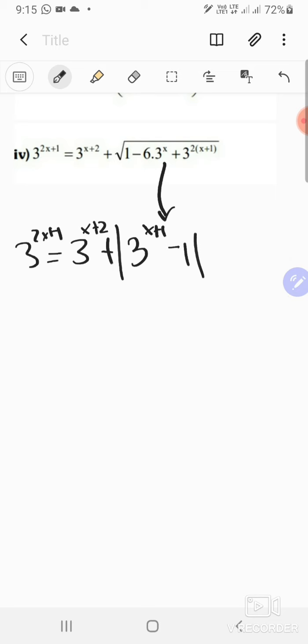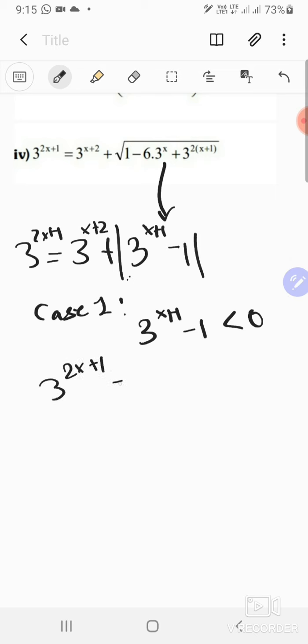Maybe we will have to do some kind of casework on this. So there are two cases. Either this can be negative or it can be positive. All right. So the first case, case 1, is that 3 to the x plus 1 minus 1 is less than 0. So that means we can open this mod with a negative. So that will give me 3 to the 2x plus 1 is equal to 3 to the x plus 2 minus 3 to the x plus 1 plus 1.